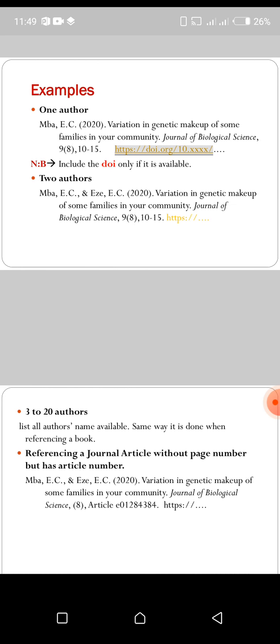We have one author, Mba EC, as the name of the author, 2020 as the year of publication, "A variation in genetic makeup of some families in your community" as the article title, Journal of Biological Science as the journal title, 9 as the volume number, which must be italicized, 8 as the issue number in brackets. We have a comma, then the page range 10 to 15.